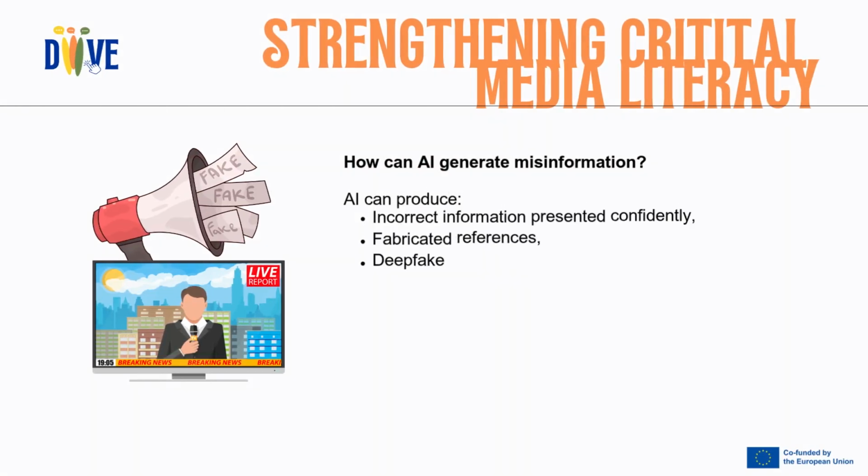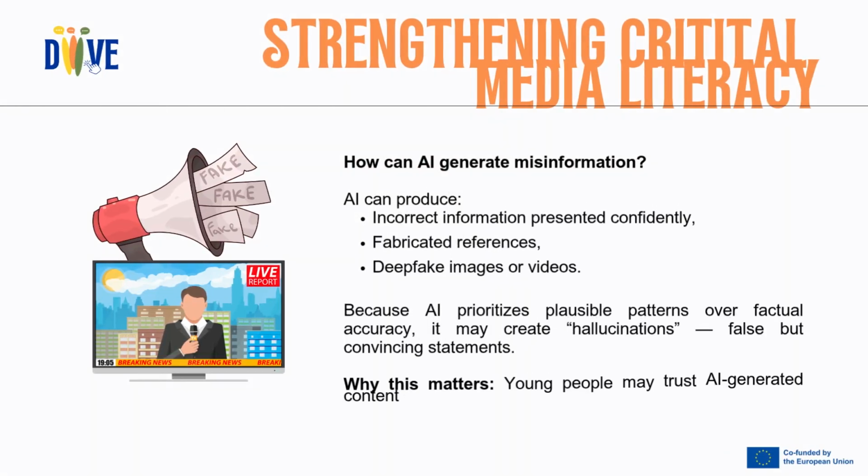How can AI generate misinformation? AI can produce incorrect information presented confidently, fabricated references, deepfake images or videos. Because AI prioritizes plausible patterns over factual accuracy, it may create hallucinations: false but convincing statements. Why this matters: young people may trust AI-generated content without verification.